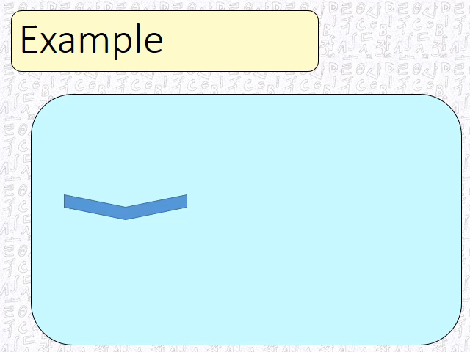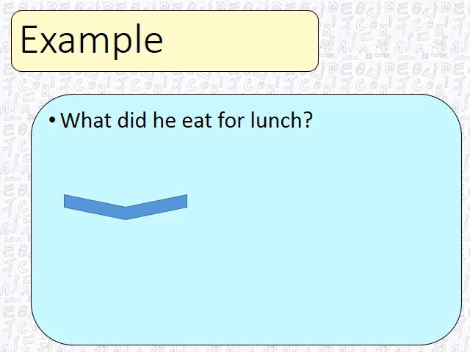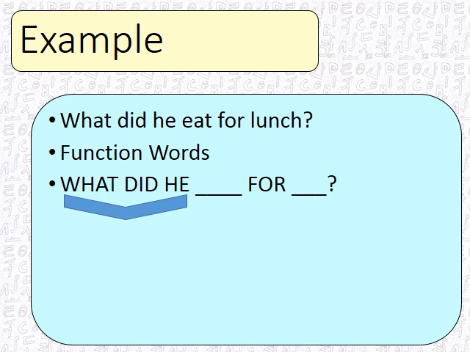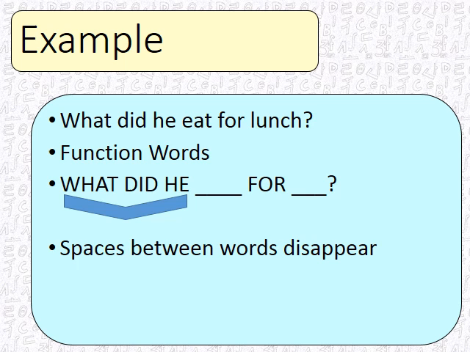One example of this reduction can be found in the question, what did he eat for lunch? What, did, he are all function words. So the space between those words can disappear when native speakers say them at speed. What did he? What did he eat for lunch? It's reduced down to what did he?